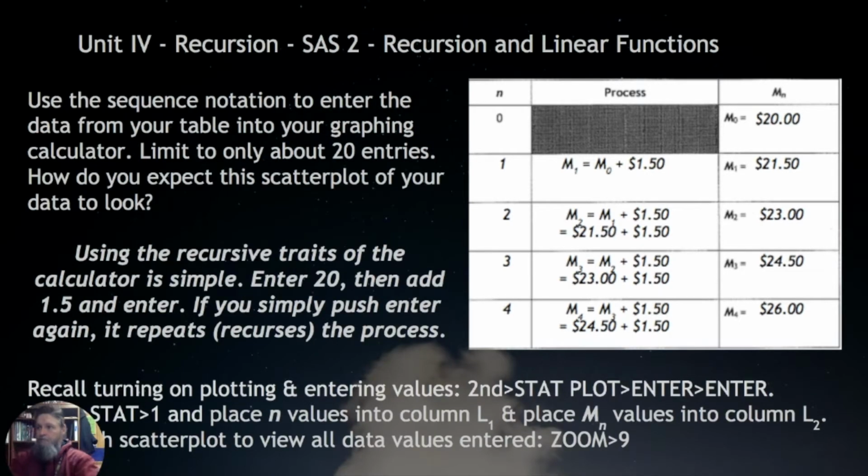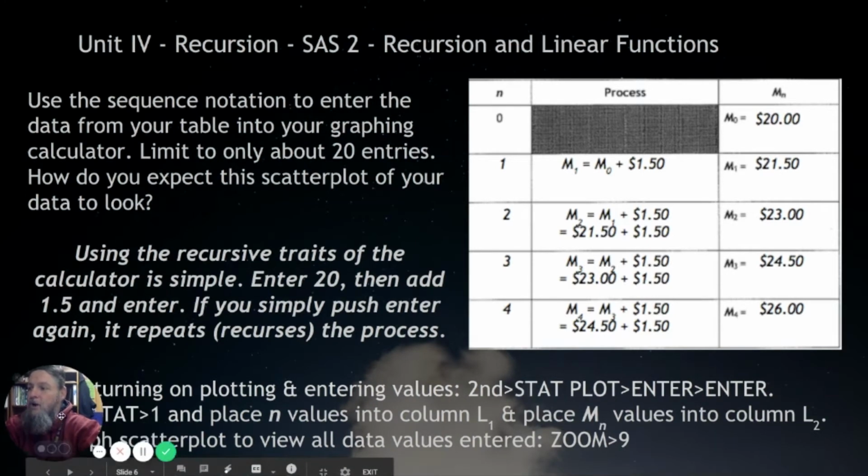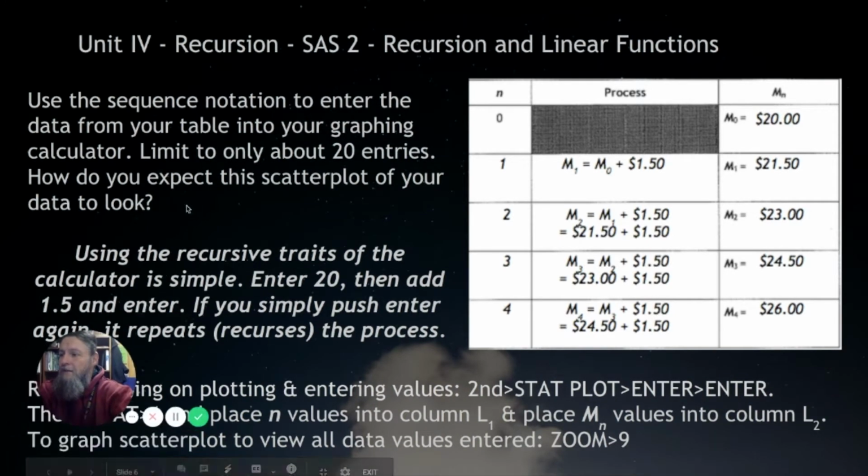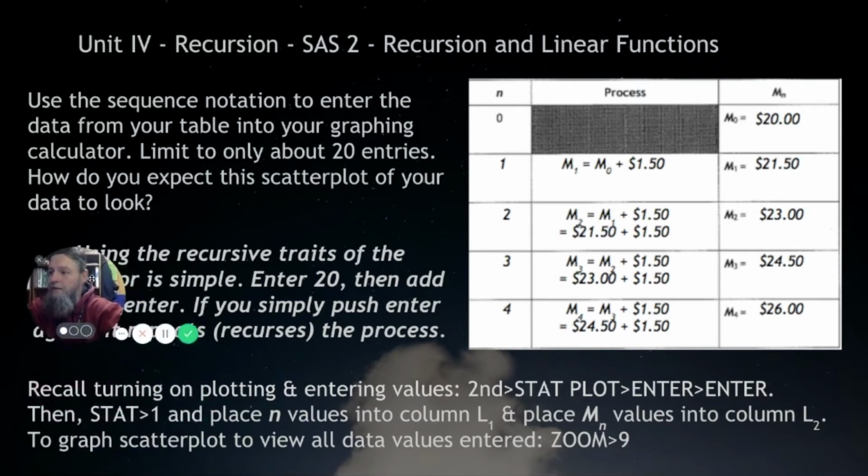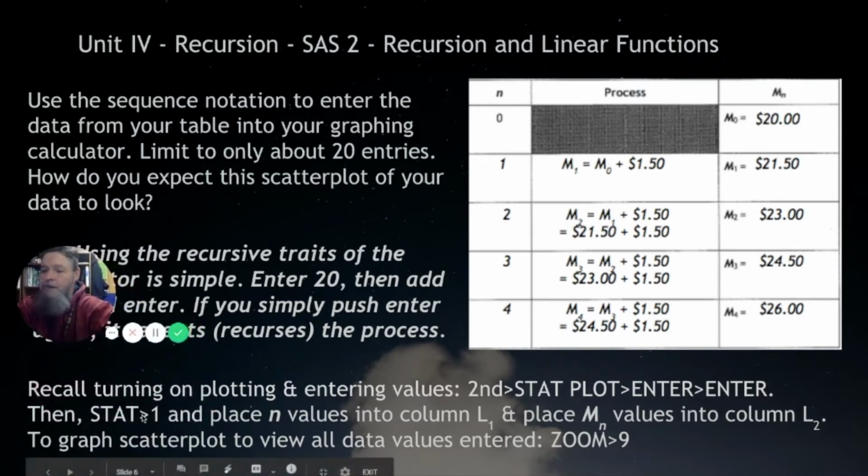All right. We're going to use the sequence notation and enter data from your table into your graphing calculator. We'll only have about 20 entries. And how do you expect the scatter plot of your data to look? We're going to use the recursive features of the calculator as simple. Enter 20, then add 1.5 and enter. If you simply push enter again, it repeats and recurses the process. I'll show you what that means here in a second. And if you turn on plotting and entering values by using this process, you can see it. It works pretty easy. We'll do that real quick here.